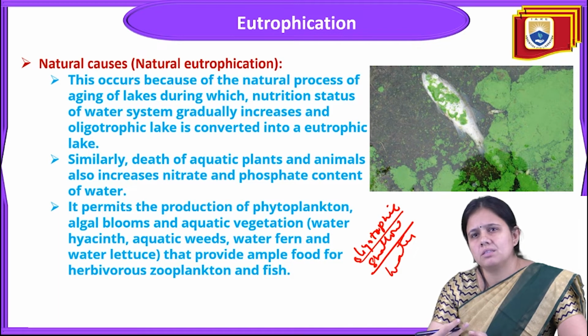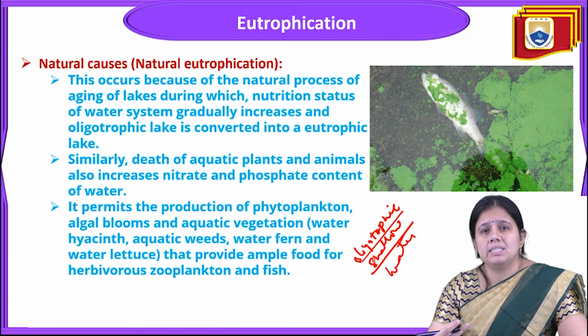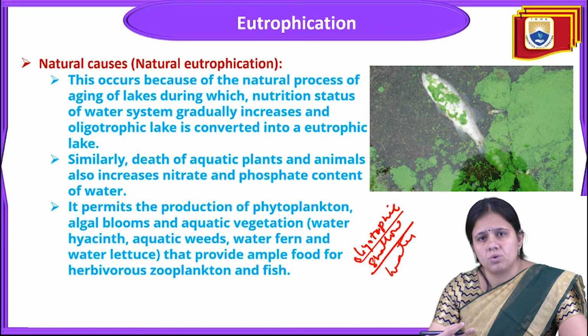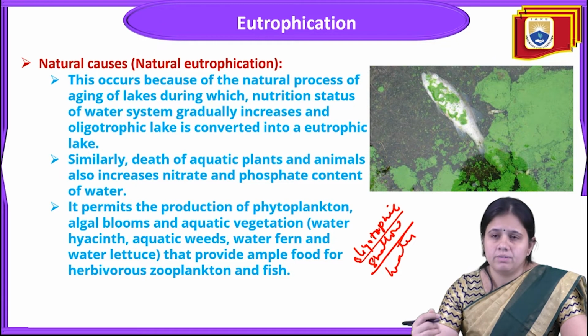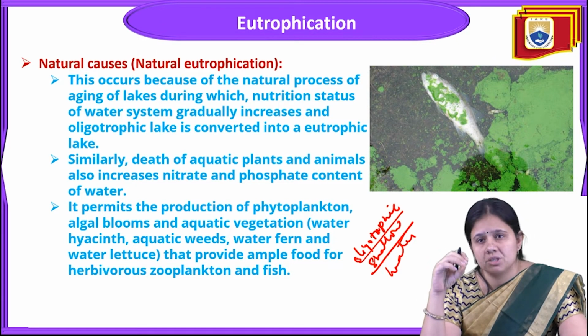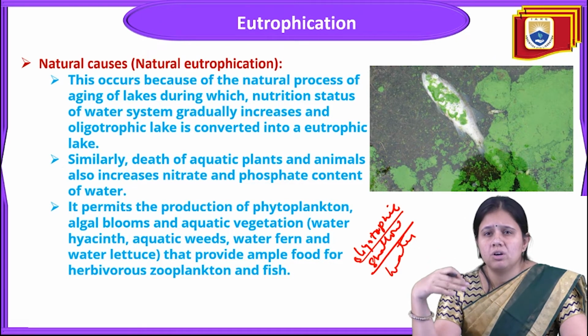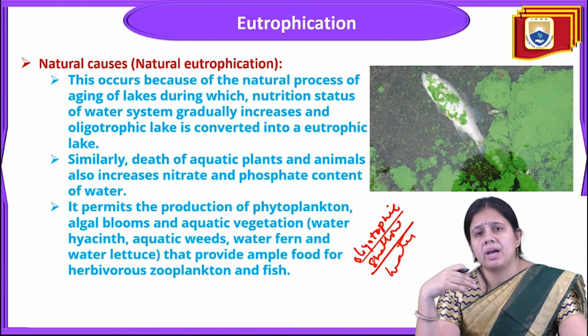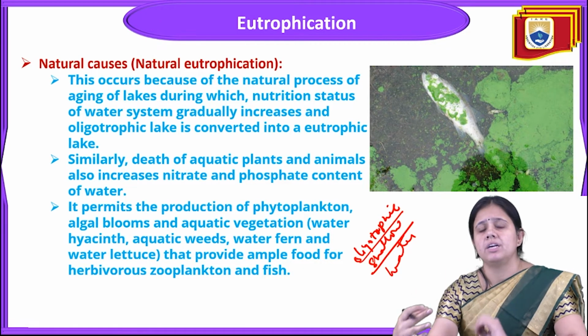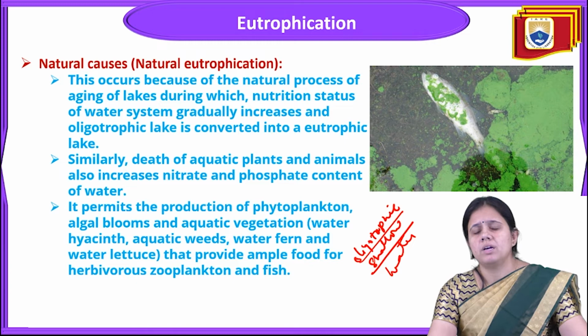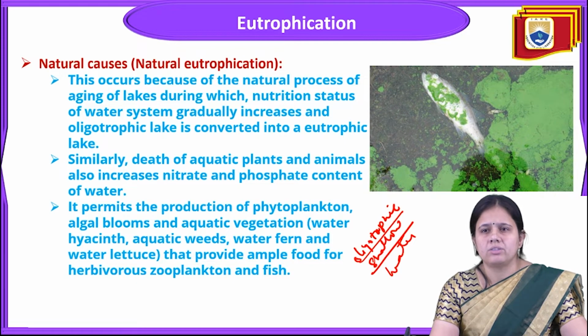Eutrophic lake means a dense lake, and due to the death of aquatic plants and animals, the nitrate and phosphate content of the water also increases. Organisms also die due to the aging of the lake, and this adds to the nitrate and phosphorus content of the water. So these are the natural reasons of eutrophication.